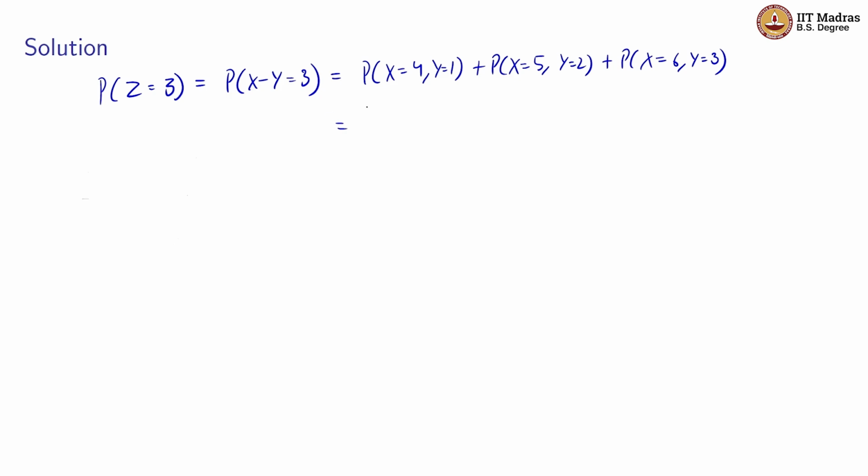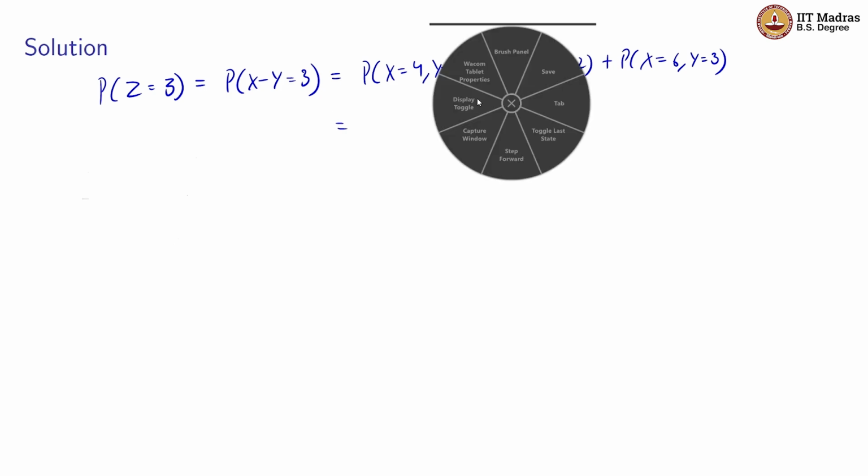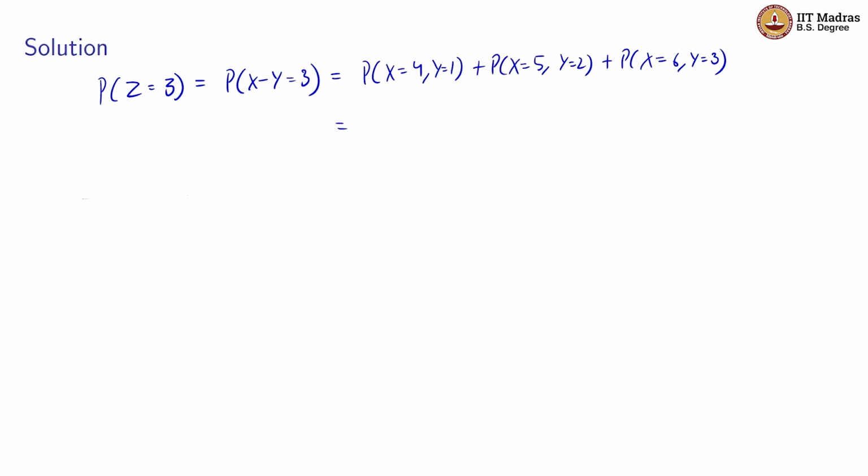And as both the random variables are independent, the joint can be written as a product of marginals. So this will be equal to the probability X is equal to 4 into the probability Y is equal to 1, plus the probability X is equal to 5 into the probability Y is equal to 2, plus the probability X is equal to 6 into the probability Y is equal to 3.